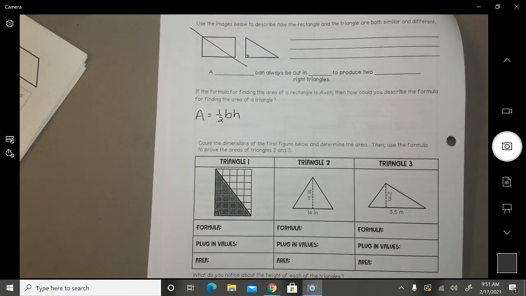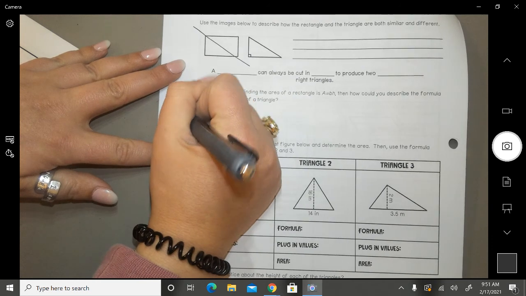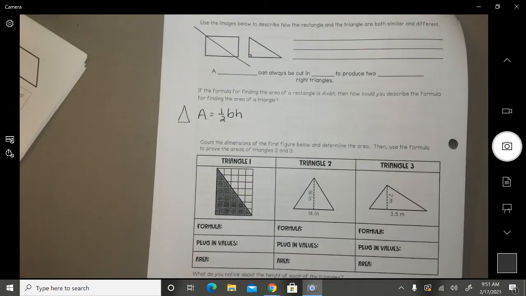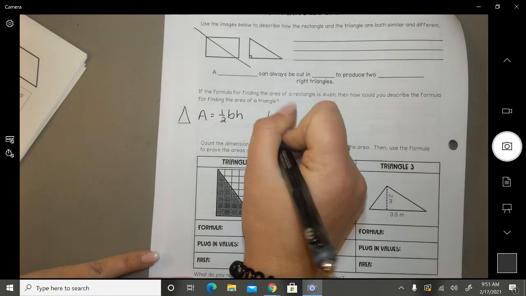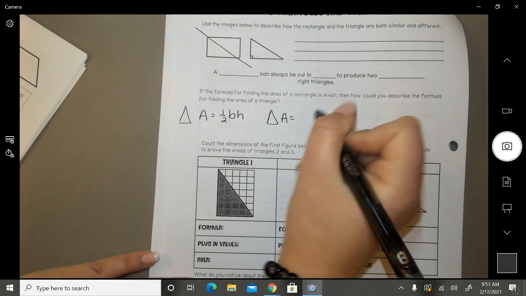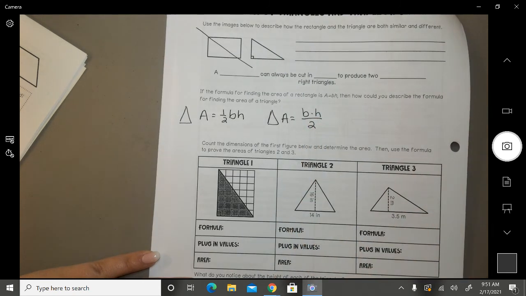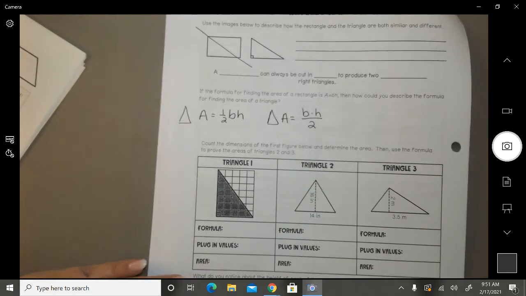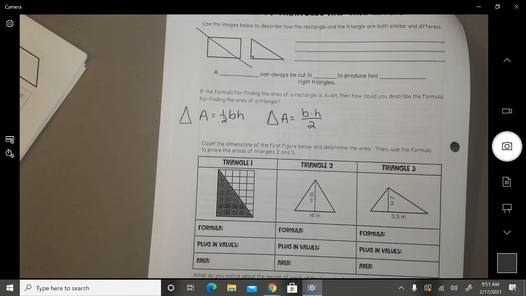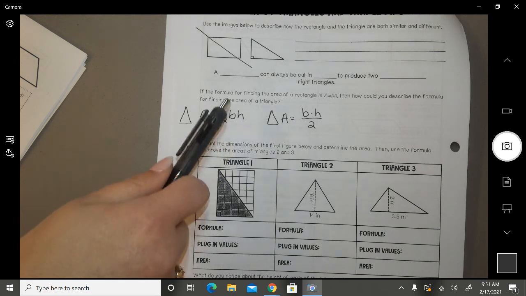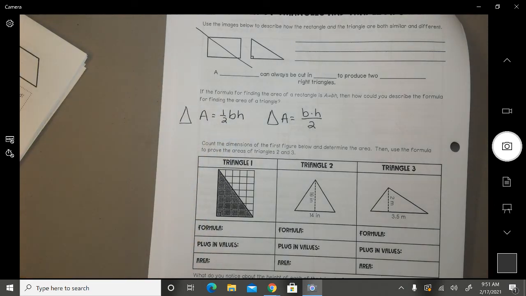So that's the formula for a triangle. You can also write it as the area of a triangle equals base times height divided by 2, because it means the same thing. Whichever one makes you happier at the end of the day. Okay? I typically stick with this one because that's what I was taught and that's just what I have memorized in my head.